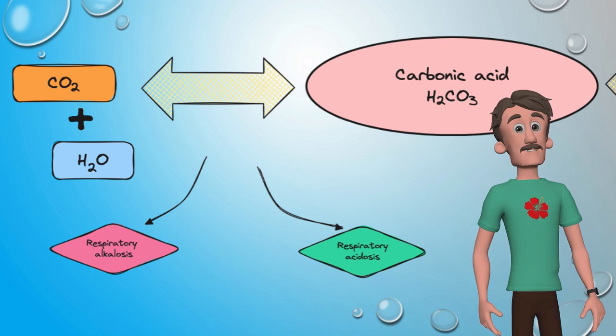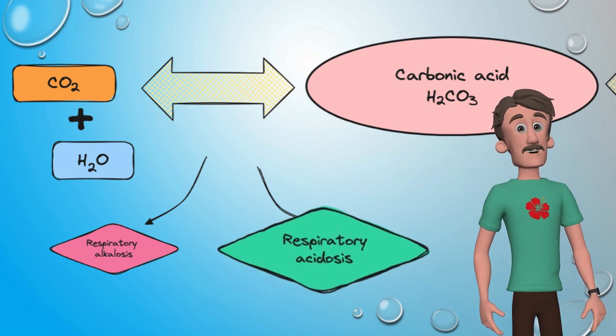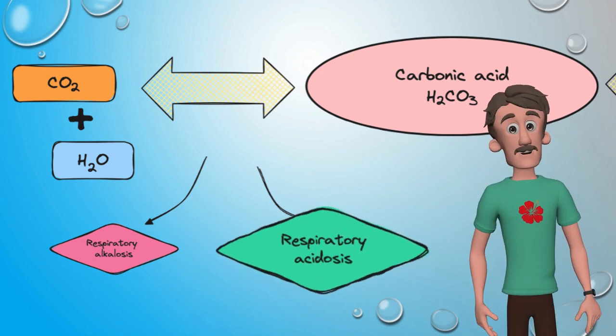So the left side is the respiratory side. This is stuff that all happens in the lungs. Respiratory acidosis occurs because the lungs aren't removing enough CO2. Often this is the result of hypoventilation, as in an opiate overdose, or COPD or asthma.